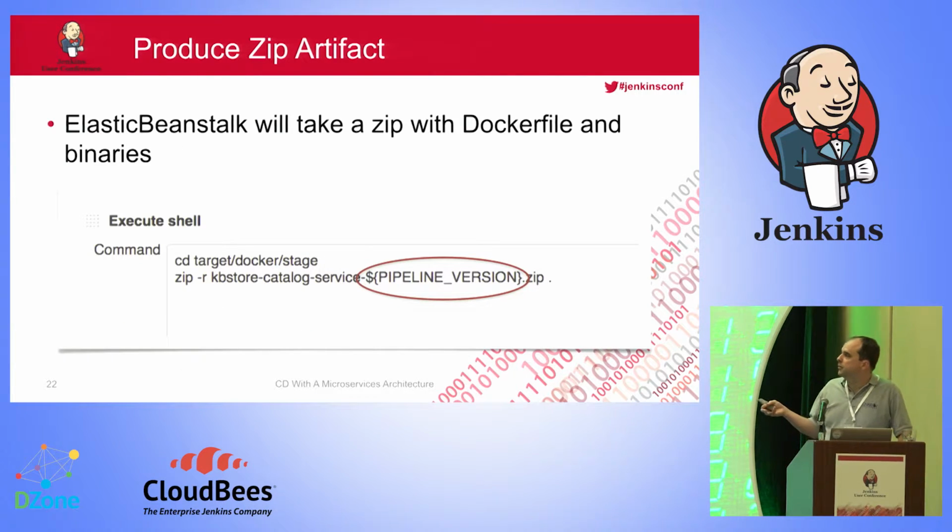And because I'm deploying to Elastic Beanstalk, I can just zip up that directory that I had on the previous screen as a zip file, and send that up to Elastic Beanstalk, and it will unpack it and run a Docker image for me. So my second step in the build process is just zip it up. But here you can see I'm taking advantage of the pipeline version environment variable to include that as part of the artifact name.